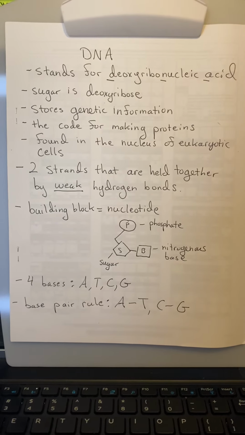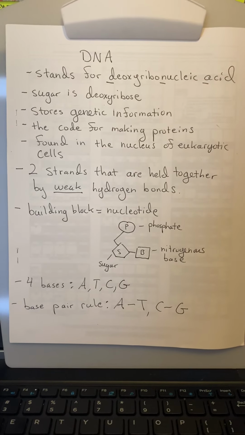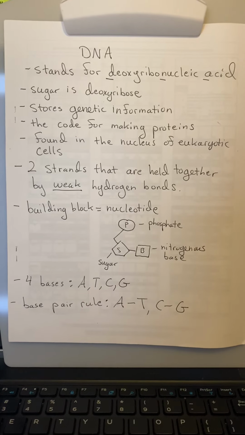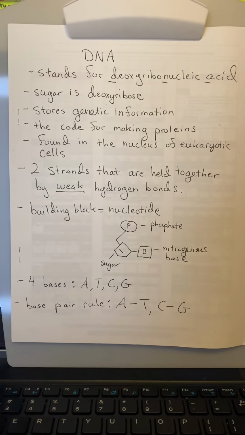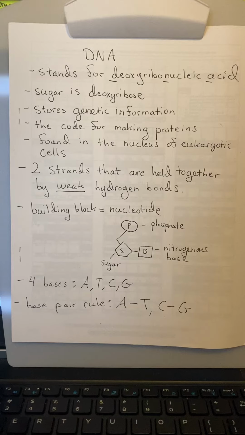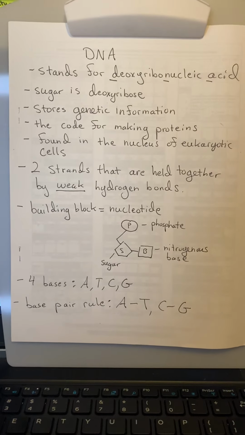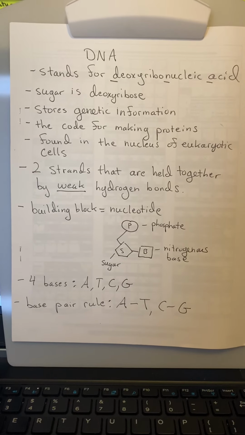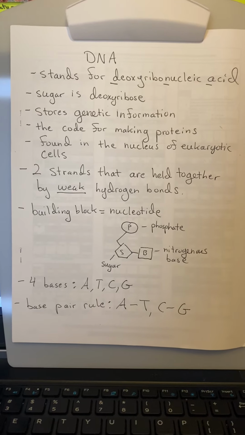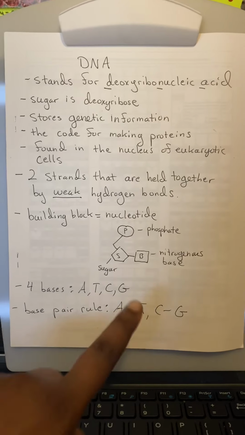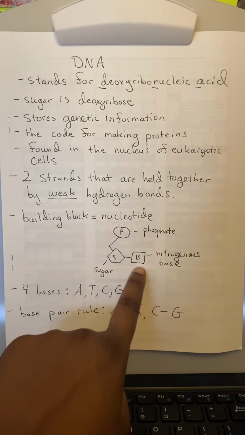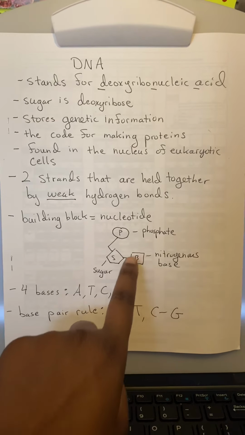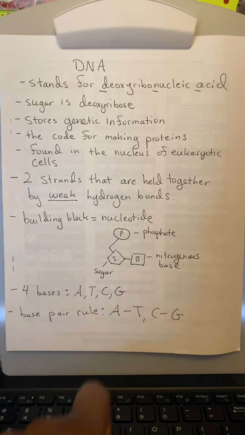Nucleotides are special monomers because they have three parts. They have a phosphate, a sugar, which in this case would be deoxyribose, and then a nitrogenous base. Remember that those four bases are A, adenine, T, thymine, C, cytosine, and G, guanine. In this picture, you can see those bases would be one of those four that we just listed, and the sugar would be deoxyribose.